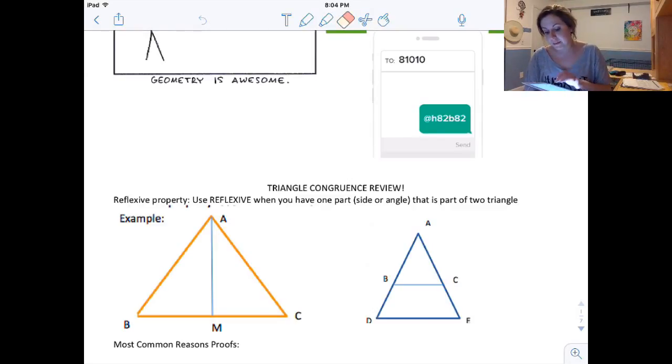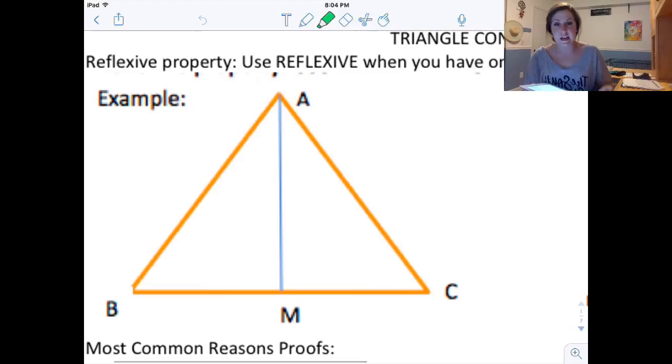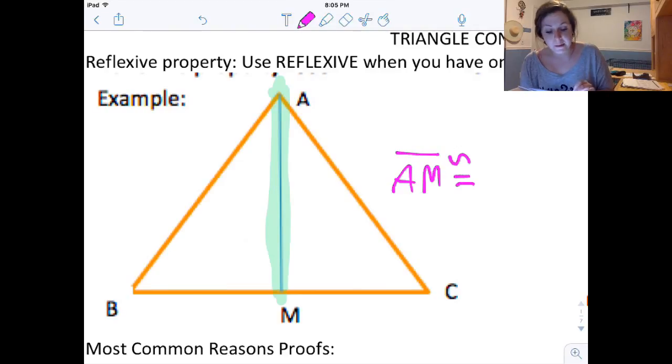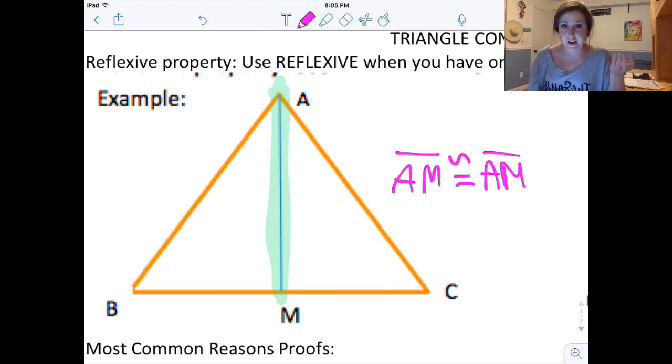So, for example, if I look at this one right here, I see that I've got the big triangle, right? But then I've got the small triangles, ABM and ACM, and I see that this side is a part of both of those triangles. So this would be a time when I'm trying to prove those 2 triangles congruent, where I might want to say that AM is congruent to itself, because that might be, in these 2 triangles, a piece of information that I need.